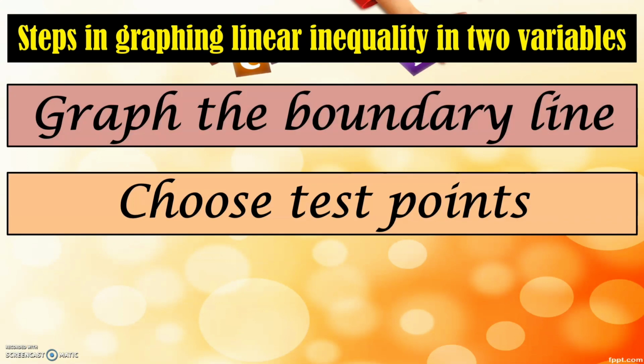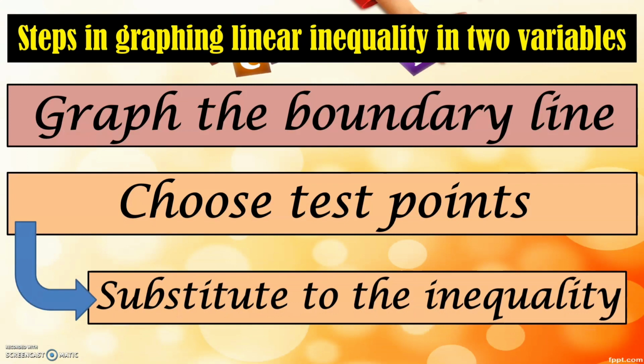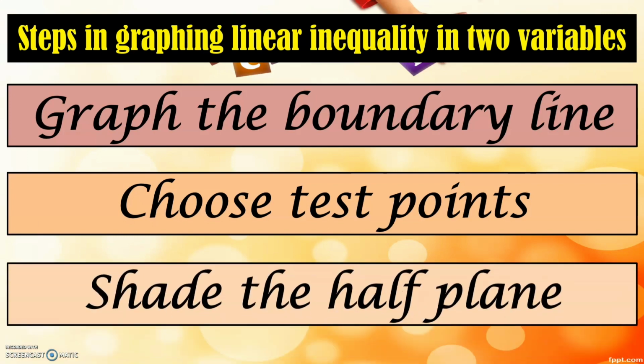In choosing the test points, commonly we use the origin as the test point. So its coordinate is 0, 0. So after choosing the test point, you're going to substitute it to the given inequality. And next, number 3 is to shade the half plane.